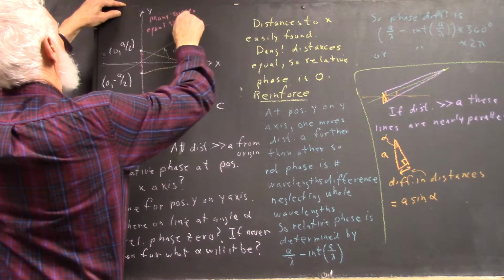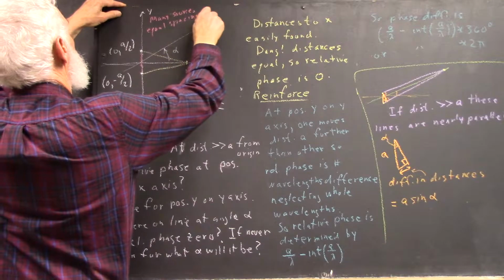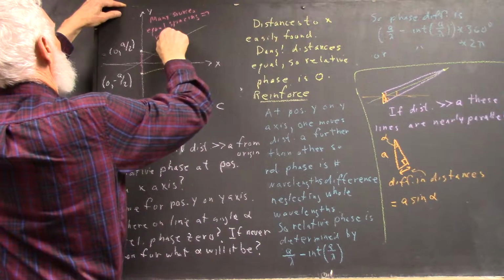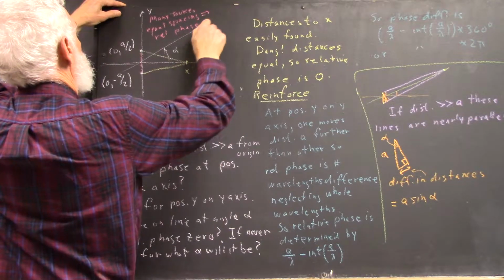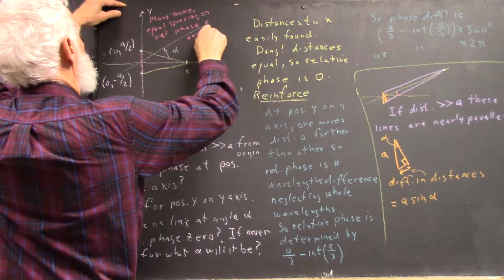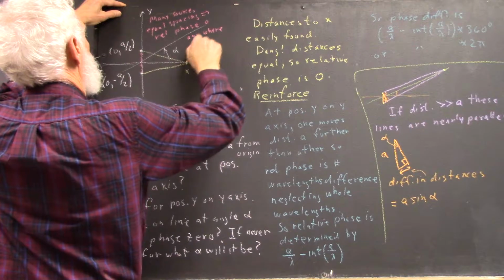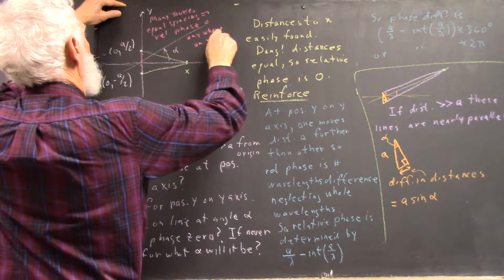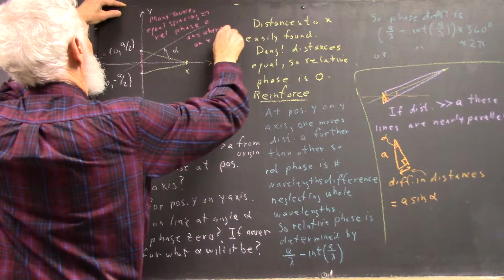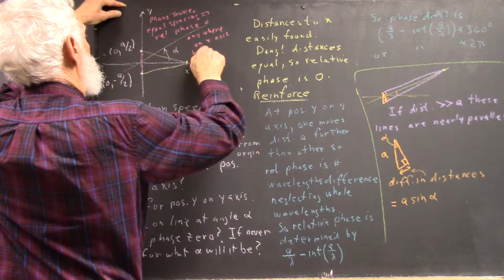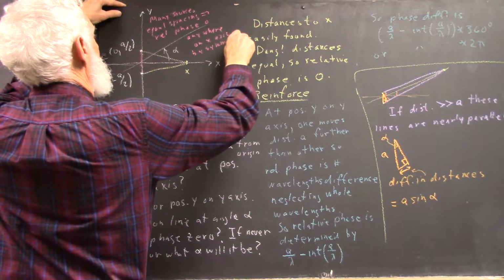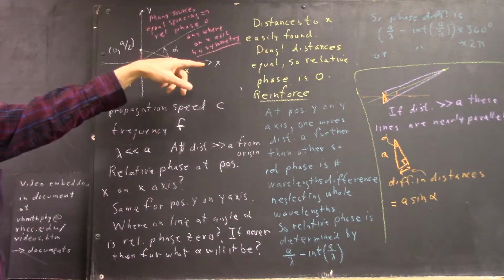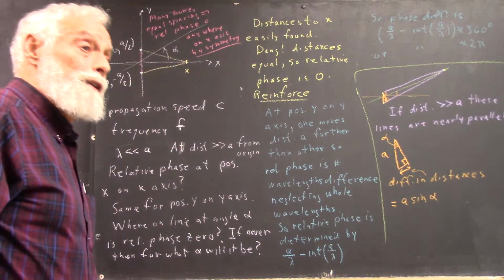Equal spacing implies relative phase 0. Anywhere on the x-axis. And I'll just say by symmetry. You've got to be a little careful about this symmetry, okay?